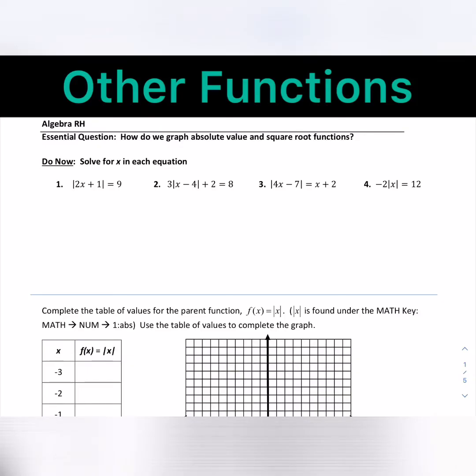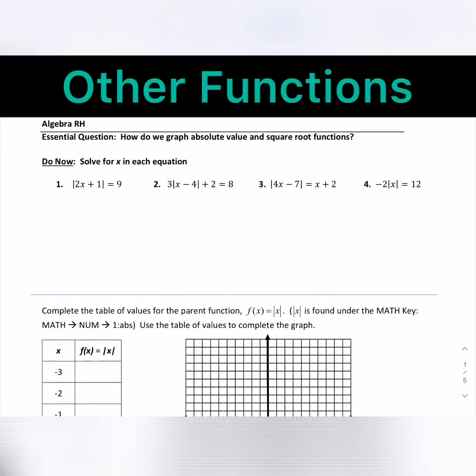Again, we are going to continue our Unit 16 on other functions. So far we've learned the big three: linear, exponential, and quadratic. In the next two lessons, we're going to be introducing you to four new functions. And the first two in this particular lesson are going to be absolute value and square root functions.